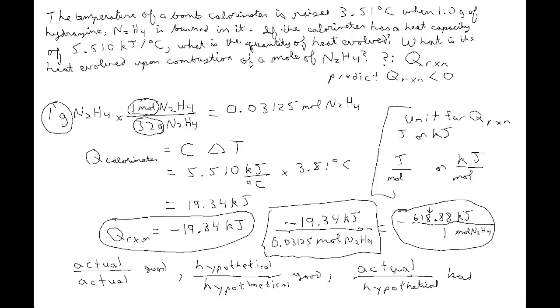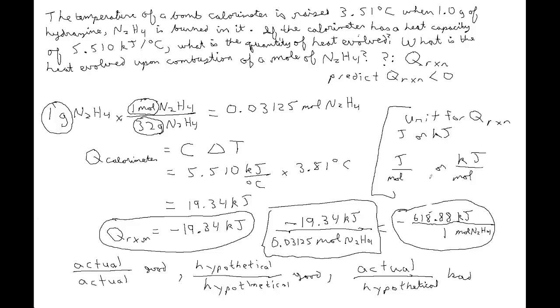All right. So what we did here is we used the two actual numbers to figure out hypothetically how much heat would be evolved upon the combustion of a mole. So here we got the actual amount of heat, and here we figured out the hypothetical amount of heat that would be produced if we combusted 1 mole. Let's see, where were we? So how would you interpret this 618.88?